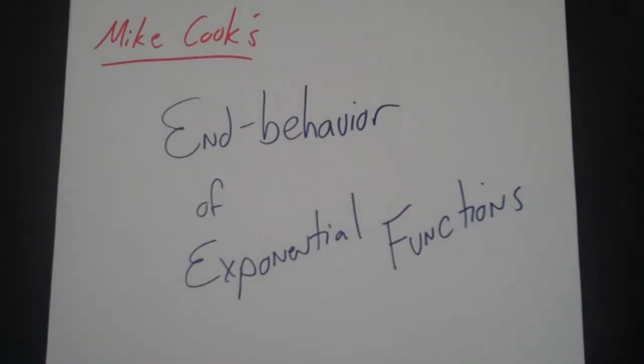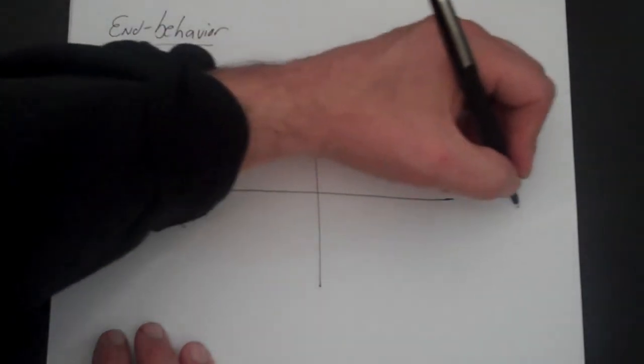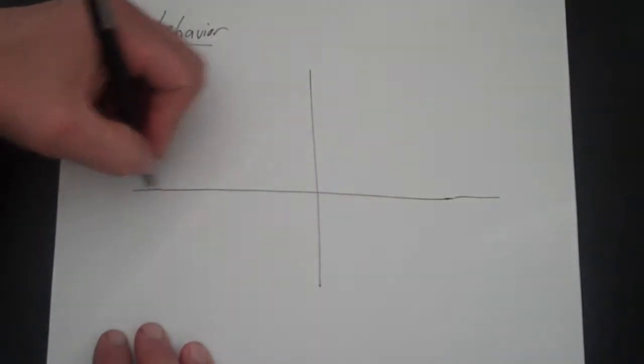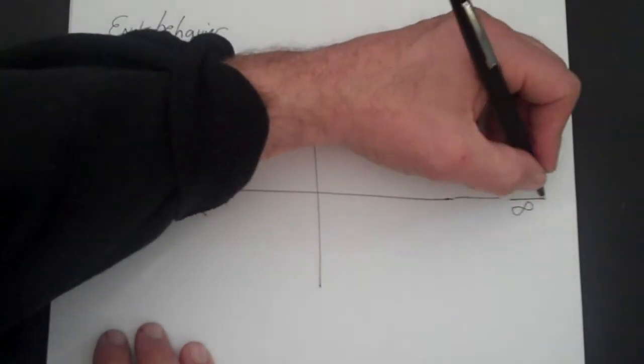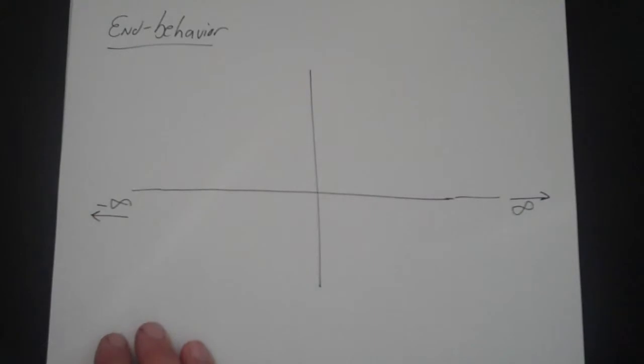Now let's look more specifically at the end behavior of exponential functions. So first, let's review what we mean by end behavior of a function. If you talk about the end behavior of a function, what you mean is what happens when x gets very, very large or very, very small. And specifically, what we're talking about is as x goes to infinity or as x goes toward negative infinity.